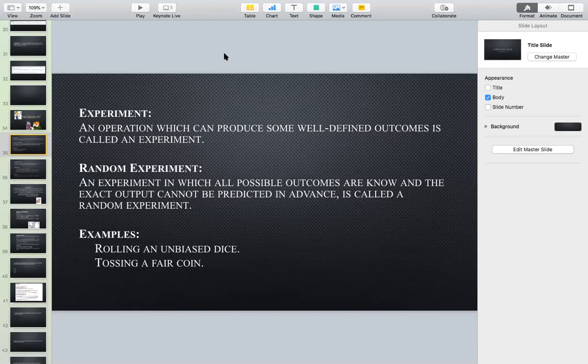All the outcomes are equally likely. Examples are rolling an unbiased dice or tossing a fair coin. What do you mean by a fair coin? It simply means that the coin does not have any kind of damage or change in the shape. Similarly, what does an unbiased dice mean? It means that all the 6 faces have different numbers. No 2 faces will have the same number. Okay.